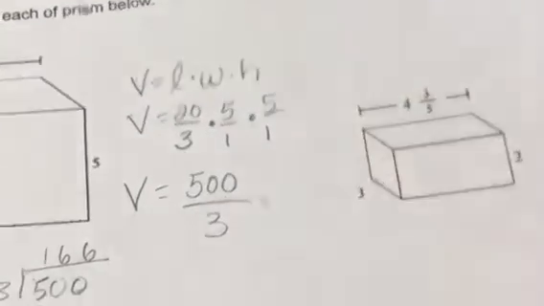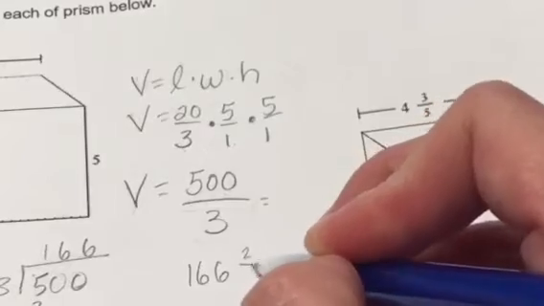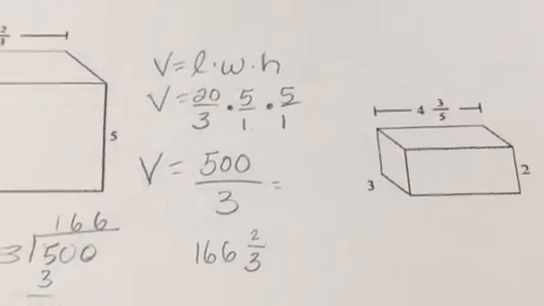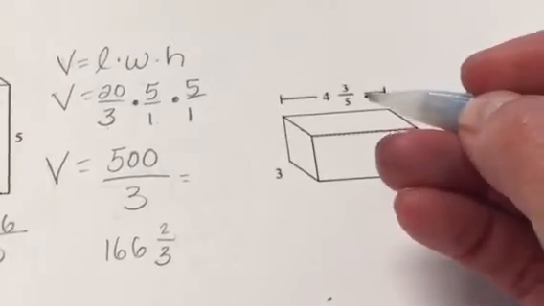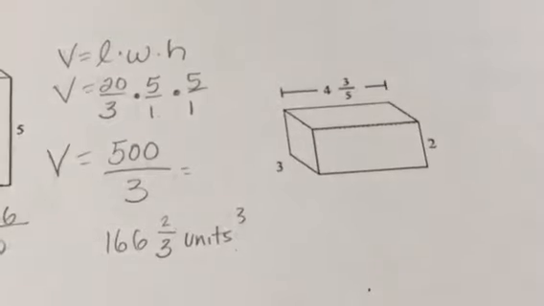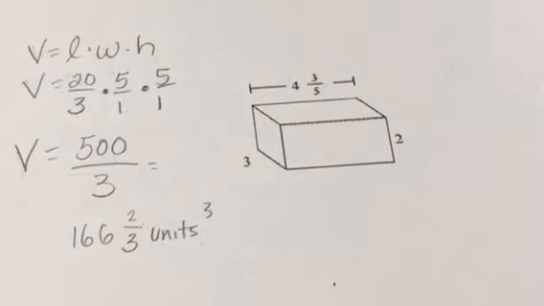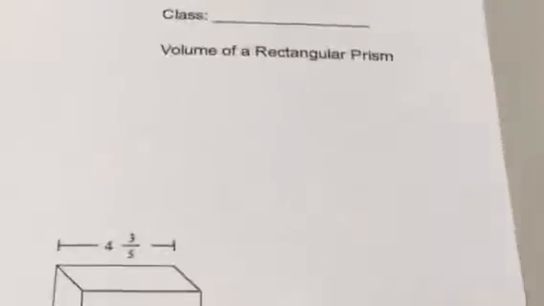So this really equals 166 with a remainder of 2, and keep the 3 as the denominator. Since there's no units listed here, I'm just going to say units cubed to label my answer. So you're going to do the next shape the very same way.